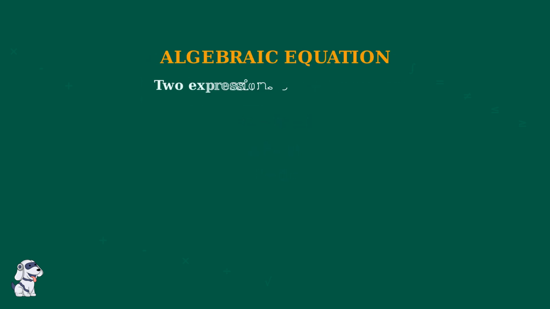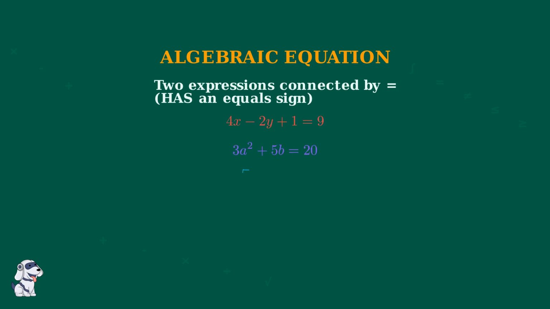Now let's examine algebraic equations. An equation is a mathematical statement that says two expressions are equal to each other. The crucial difference is that equations must have an equal sign, which connects two expressions and creates a complete mathematical statement. Here are examples of algebraic equations. Notice how each one takes an expression and sets it equal to another expression or number. The equals sign is the key. It transforms a mathematical phrase into a complete mathematical sentence that can be solved.